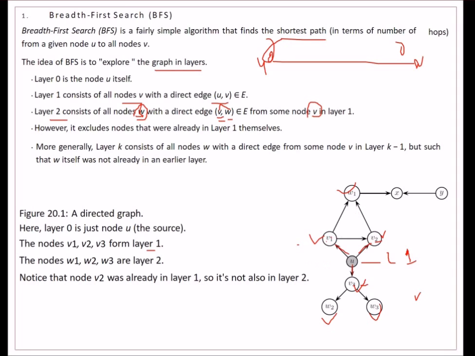Why? Because V1 is connected to W1, V2 is connected to W1, and in the same manner W2 and W3 are also connected to layer 1, you can say like that. We have to notice that V2 was already in layer 1, so we don't consider it to be in layer 2.